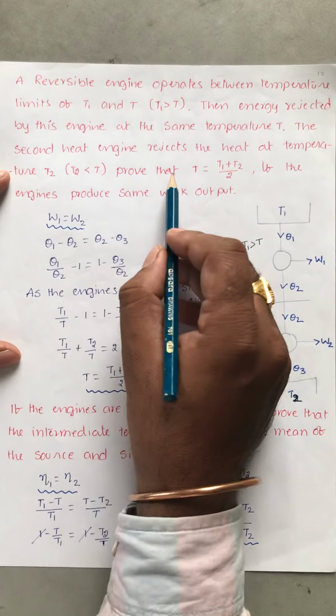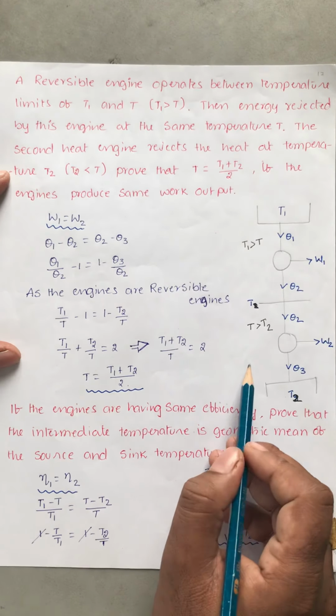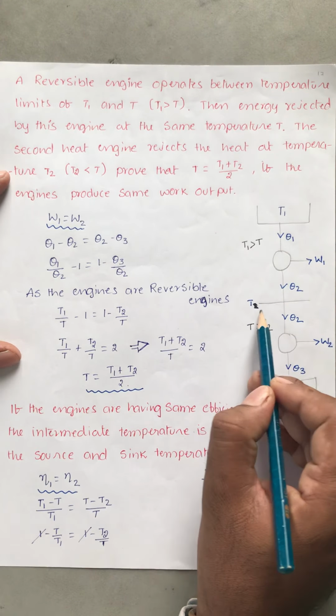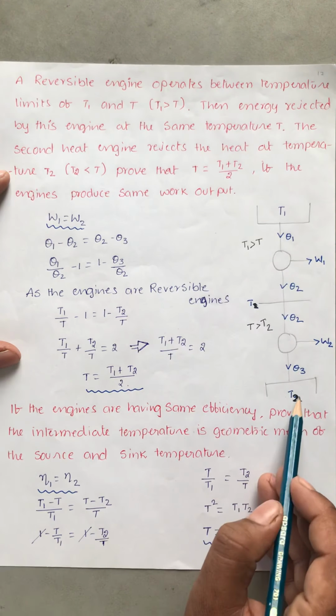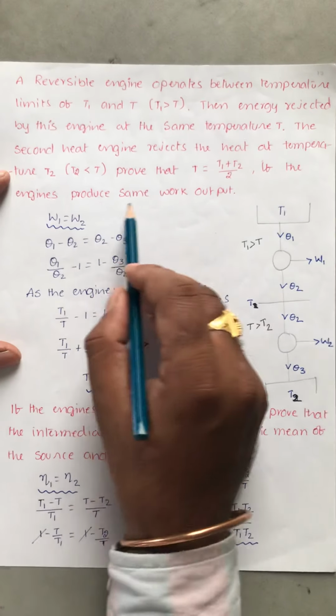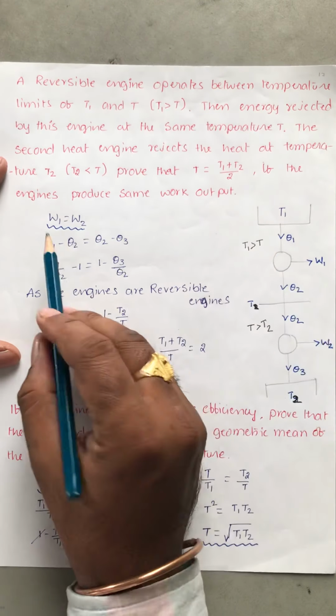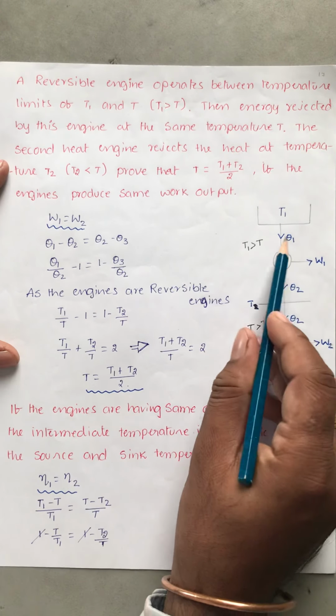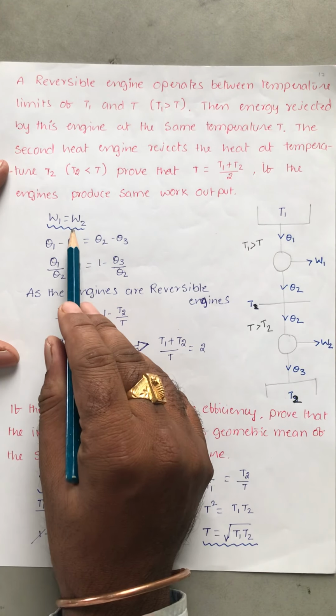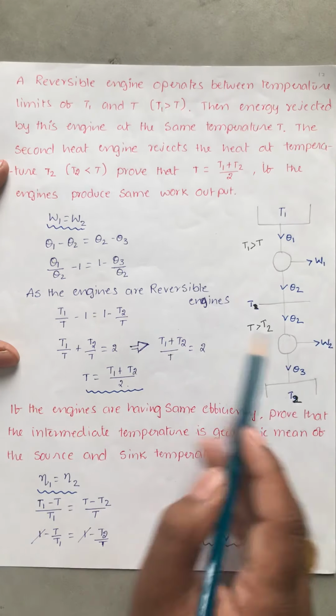Prove that T equal to (T1 plus T2) by 2. This intermediate temperature T is the arithmetic average of these two, T1 plus T2 by 2. If the engines produce the same work output, W1 equal to W2. W1 is Q1 minus Q2, and W2 is Q2 minus Q3.